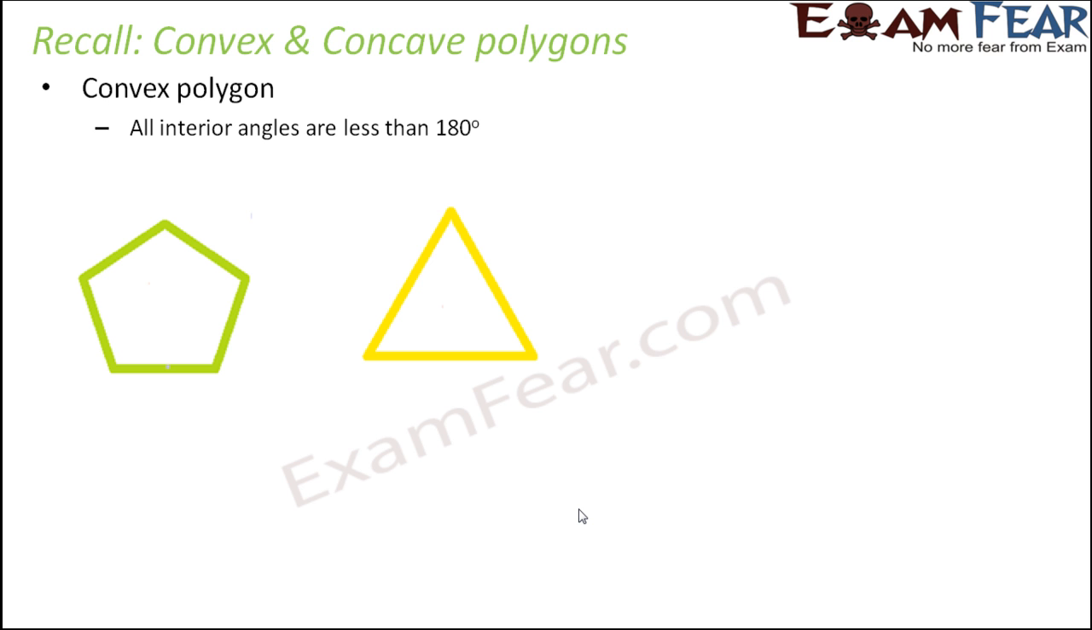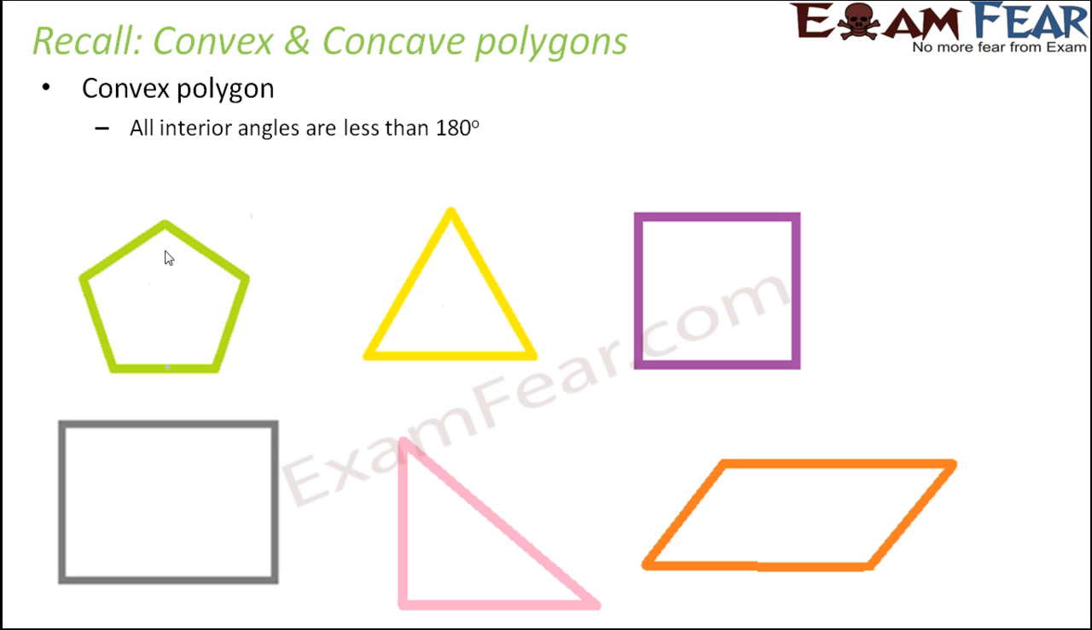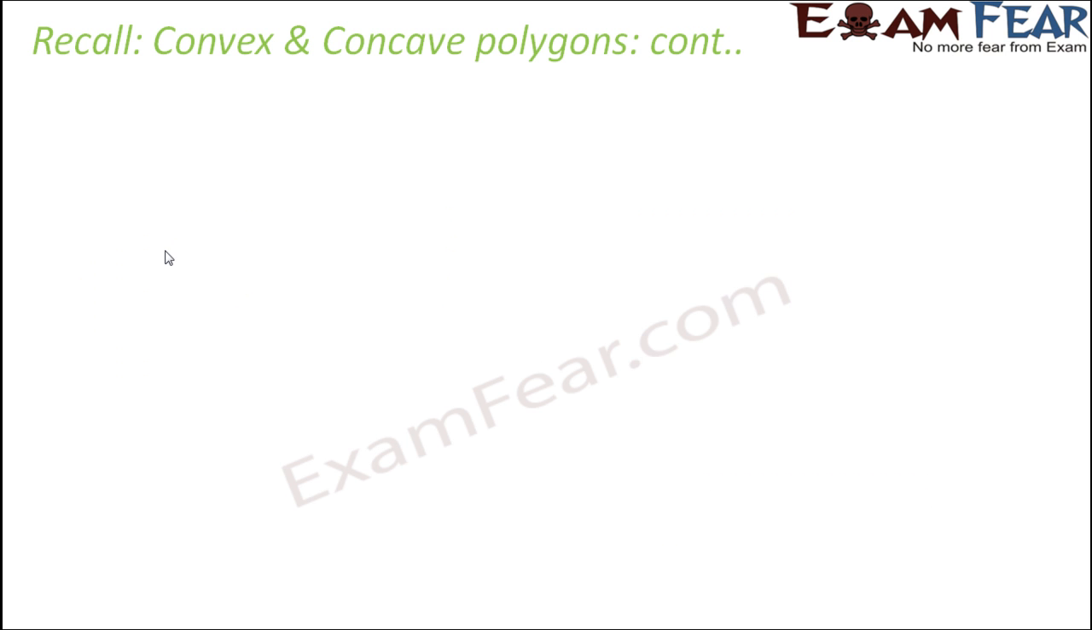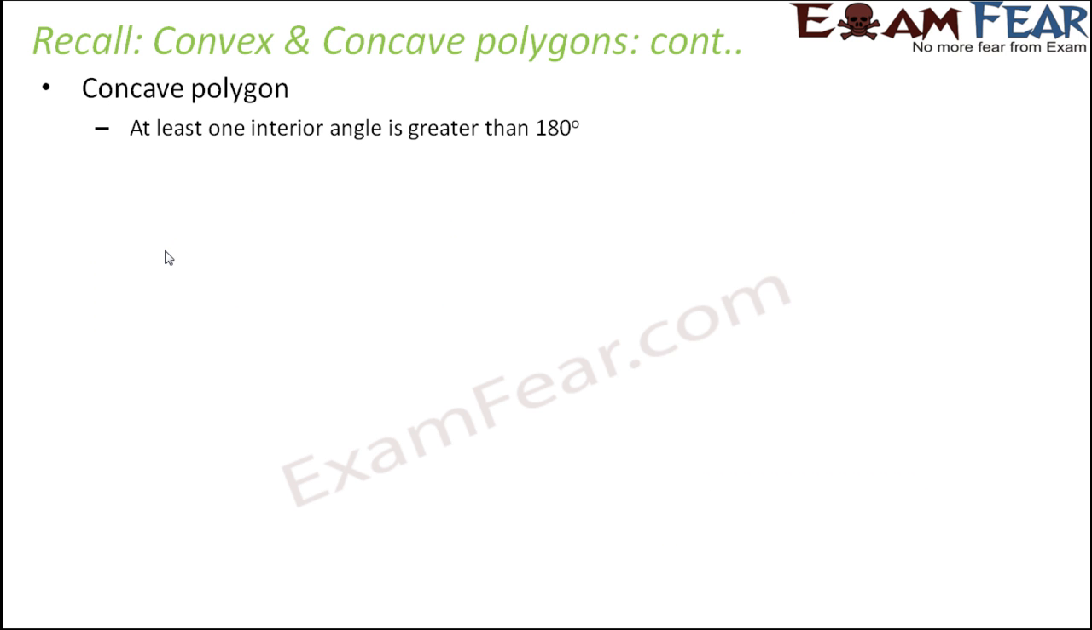So think of a pentagon. Even if it is a regular pentagon where all the sides are equal, each angle is less than 180 degrees. Even if it is not a regular pentagon, the angles would be less than 180 degrees. Each of these examples, like a square, a rectangle, a right angle triangle, a parallelogram, are all examples of convex polygons.